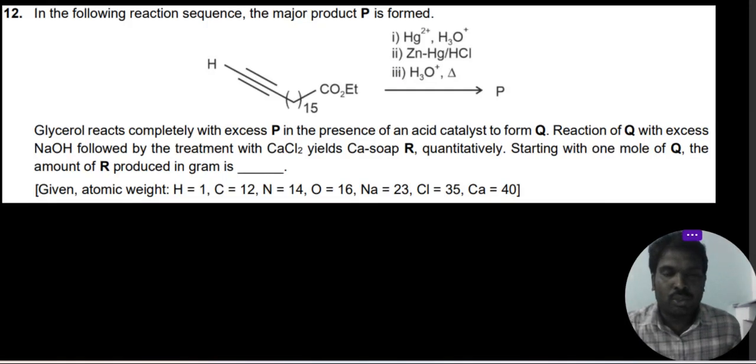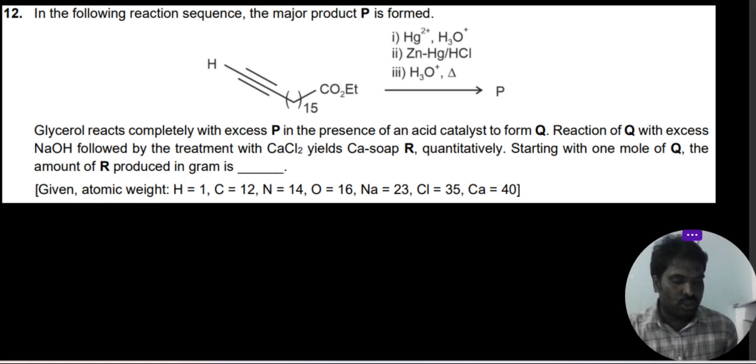Good evening, dear students. Now I want to discuss one JEE Advanced 2024 question. In the following reaction sequence, the major product P is formed. Here one alkyne and ester containing molecule is given and some reagents are provided. So P is formed. Glycerol reacts completely with the excess P in the presence of an acid catalyst to form Q. Reaction of Q with excess NaOH followed by the treatment with calcium chloride yields calcium soap R.